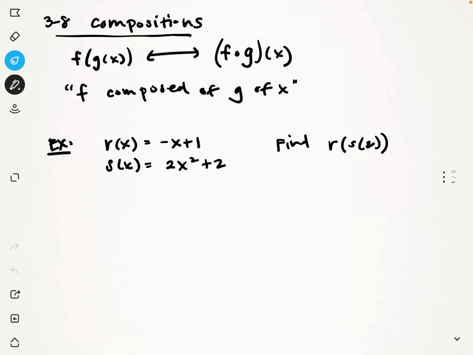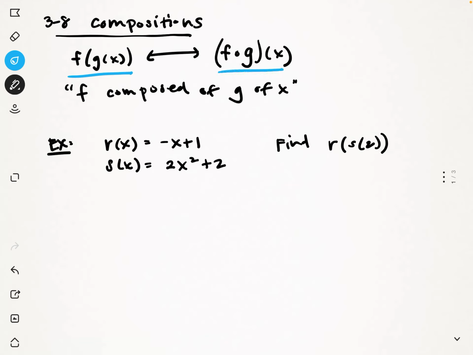Hey, welcome. Today we're looking at 3.8 compositions. So compositions are weird because of the notation. There's two ways we can do it. This way with the parentheses: we have F with parentheses, G with another parentheses with X inside of it.